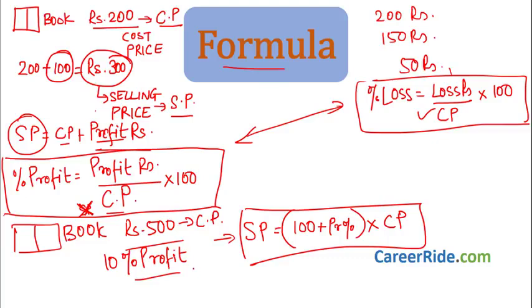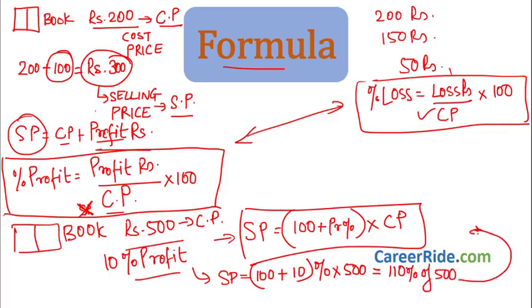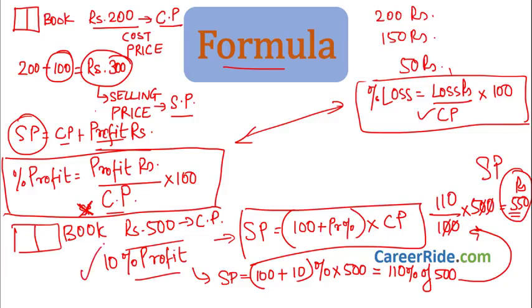Let's solve this. Now we want 10% profit. So what should be the selling price? 100 plus 10%, how much percent would it be? 110 multiplied by the cost price, that is 500. That would be 110% of 500. Let's solve it over here. What do we get? 110 upon 100 into 500. This gets cancelled, so we'll have 550. So the selling price has to be 550, then only you will get 10% profit.